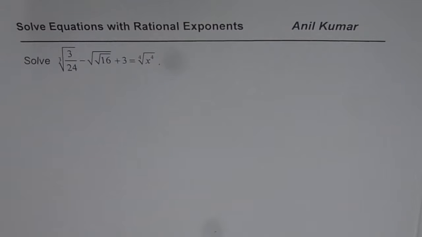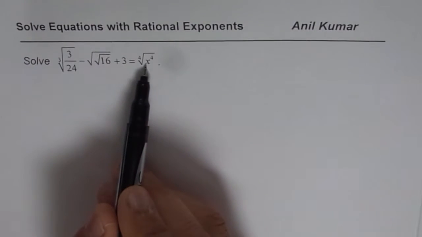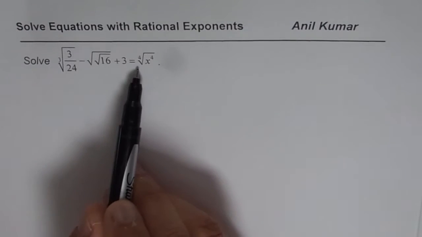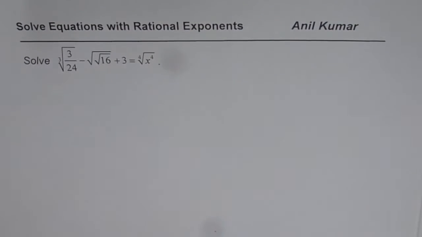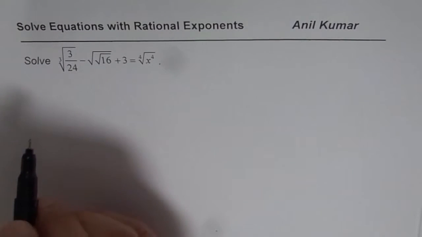The question here is: cube root of 3 over 24 minus square root of square root 16 plus 3 equals fourth root of x to the power of 4. When we say we need to solve the equation, we need to find the value of x which will make left side equal to right side. Now let's begin by solving this equation.